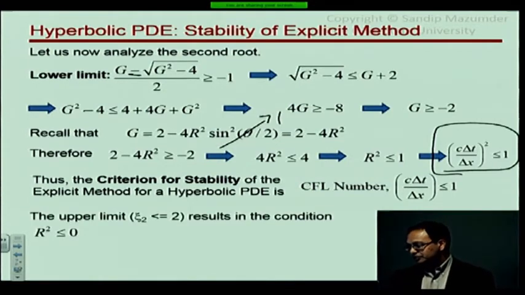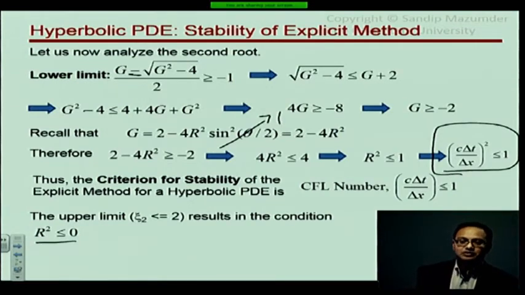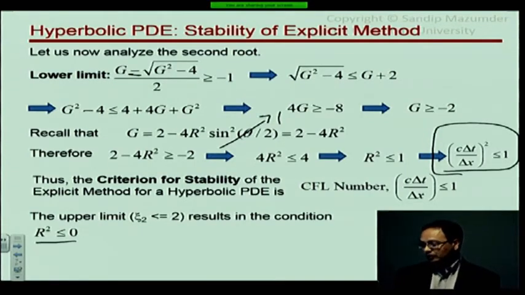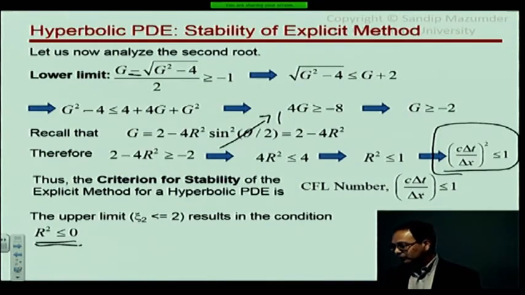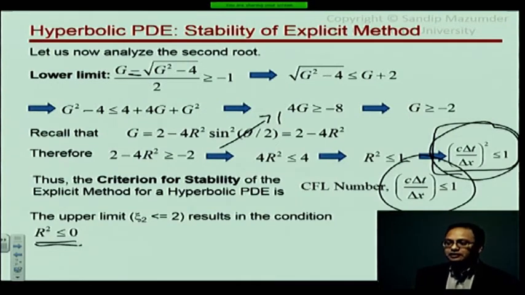Now, if you use the upper limit, going to this less than plus 1, then what you will find is that it will give you basically this criterion: r squared is less than 0, which again doesn't have any physical significance because that's only possible with complex r. Okay, it's not possible with real r, and r, of course, for our particular case has to be real. Okay, so we are just going to ignore that because it doesn't give us anything meaningful. The only meaningful criterion we get is this one, or summarized here, that is the CFL number must be less than 1.